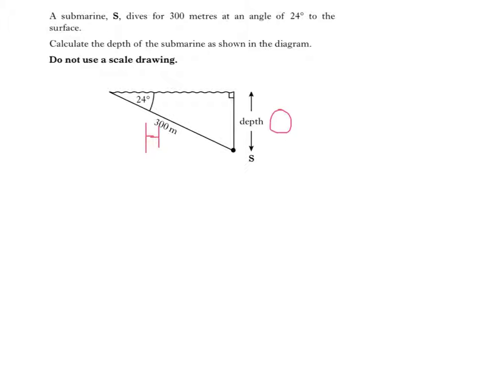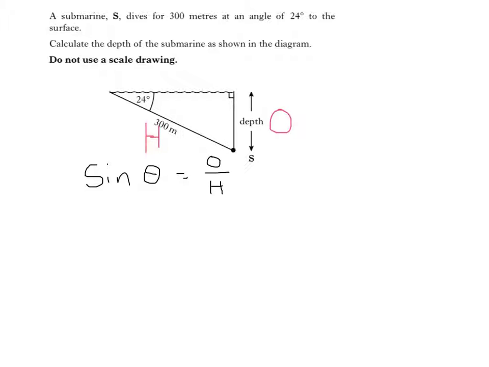Now if we were to write out SOHCAHTOA, we can see that it's SOH, so it's sine we're using. So we start off our working by writing down sine theta equals O over H. And again, I do apologise for the quality of the writing here, guys.